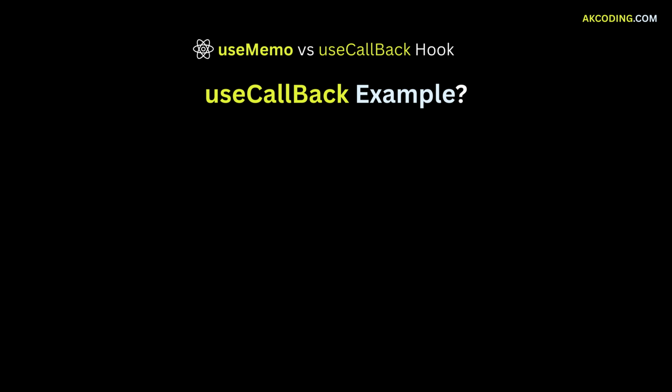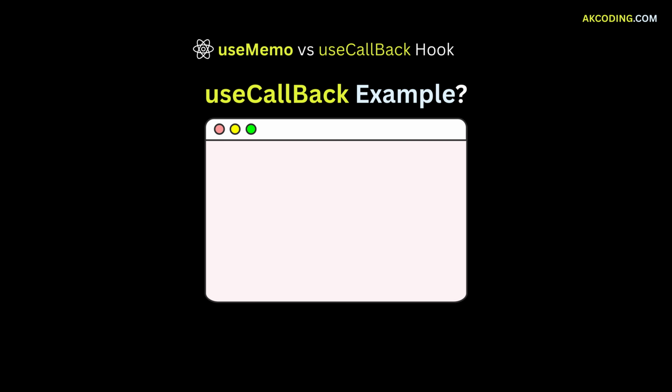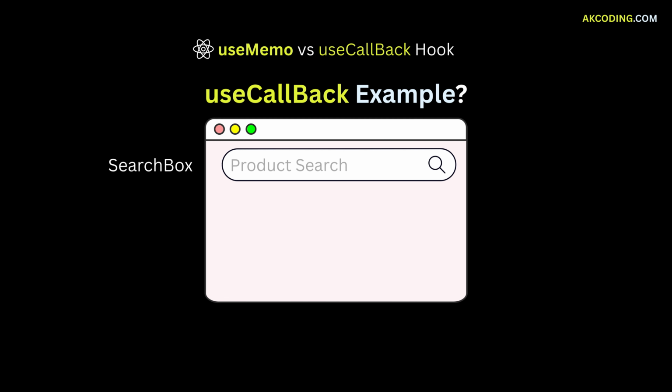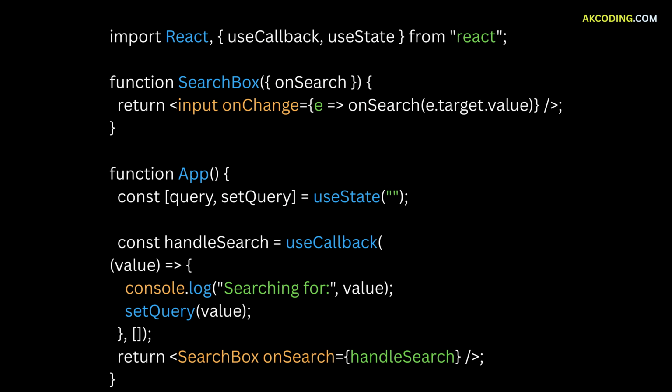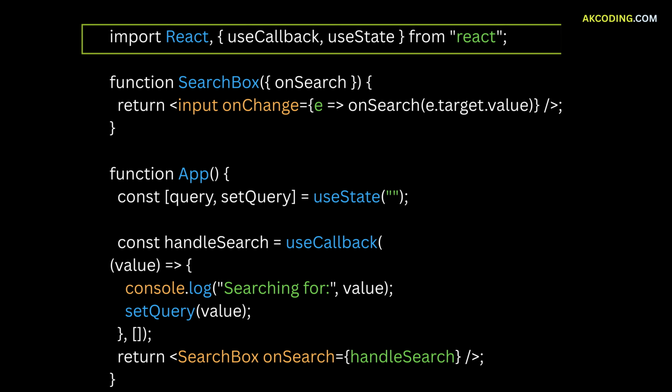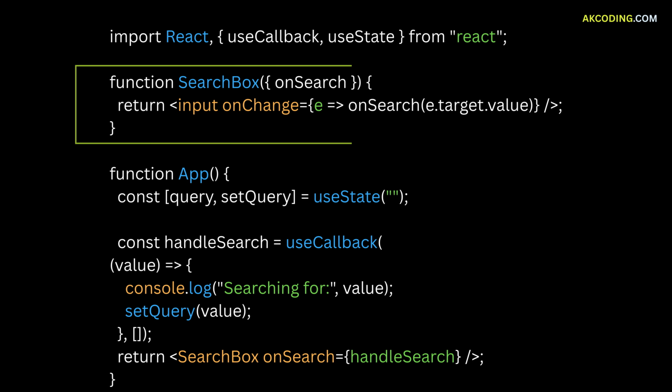Let's take an example for the useCallback hook. Now let's take a use case. Let's suppose we have one page with a search box, and I want to create a component for the search box that is a child component, and I will use the search box as a child of the parent component. The parent component is App. Let's start. Number 1, we have to import useCallback. Number 2, we create a child component, SearchBox, and pass in a search function.